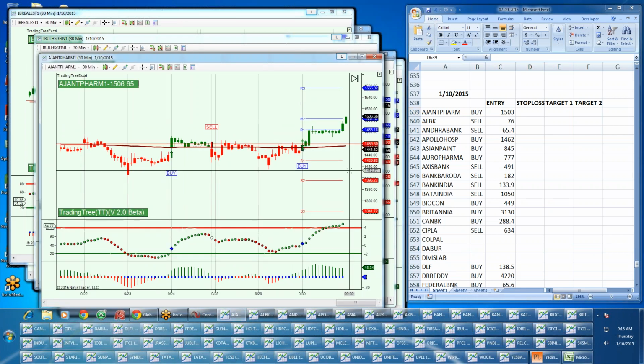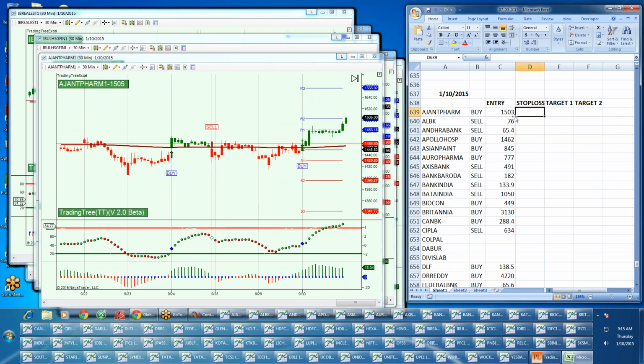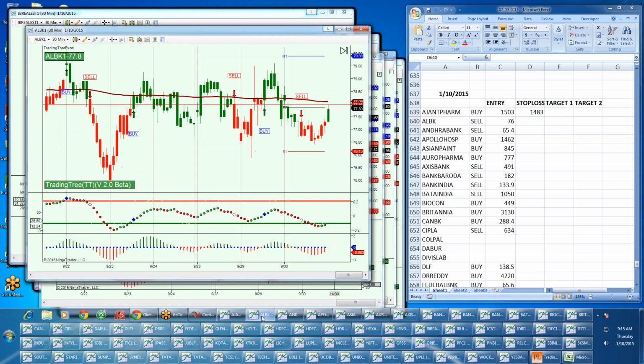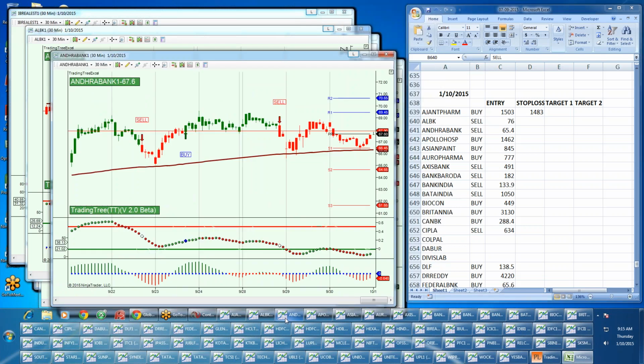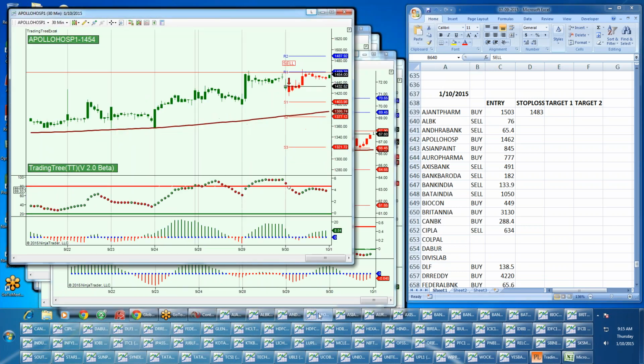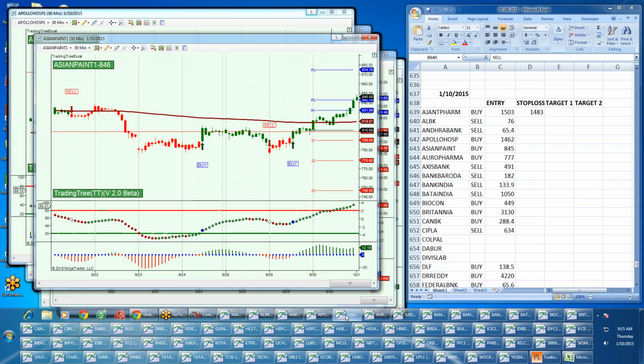So that's Ajanta Pharma. 1503 was our buy. It's now at 1505. So I put my stop loss as 1483. So the sell call has not triggered. So we'll again have a buy in this. Same thing with Andhra Bank. Apollo Hospital will get a buy.